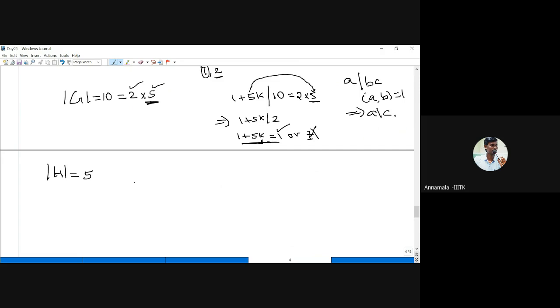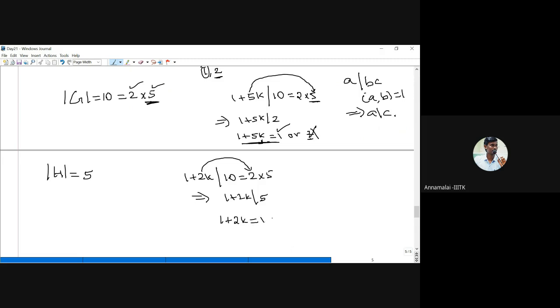Okay, now we have to find the number of 2-Sylow subgroups. How many 2-Sylow subgroups are there? The number is of the form 1 plus 2k. But what does the theorem say? This divides the group order. Again, the group order 10 can be written as 2 into 5. Now, the GCD of 1 plus 2k and 2 is 1. Therefore, by the theorem, 1 plus 2k divides the remaining number 5. Since 5 is a prime number, the possible values are 1 and 5. So 1 plus 2k is either 1 or 5.